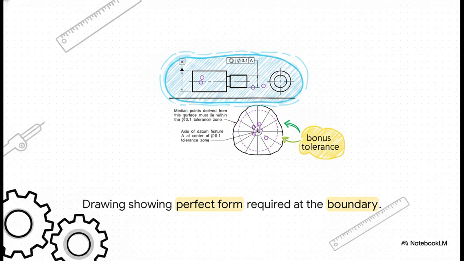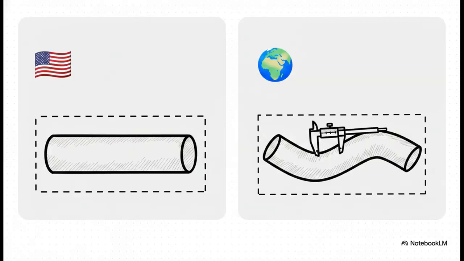If you produce a part at the absolute maximum limit of size, the form error has to be 0. As the local size shrinks into parts from MMC, you actually get a bonus tolerance for form error. It is just an incredibly elegant way to ensure parts always fit together without needing separate redundant callouts cluttering up your blueprint.